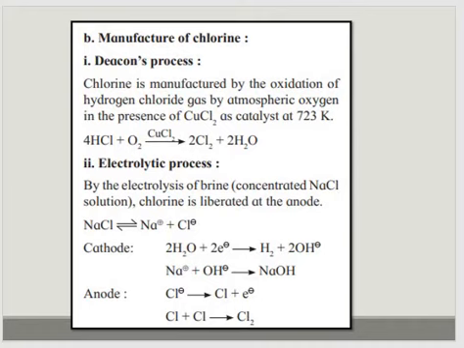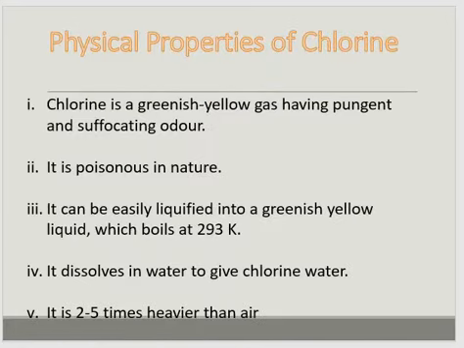Electrolysis process. By the electrolysis of brine, we all know brine is the concentrated aqueous solution of NaCl. Brine on electrolysis will give you chlorine gas at the anode, and at the cathode we will get hydrogen gas and sodium hydroxide. Now let's move to the physical properties of chlorine.